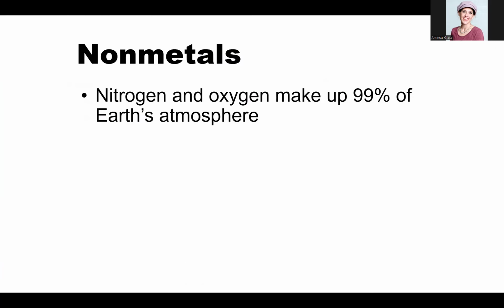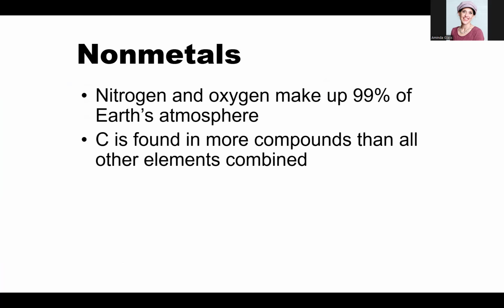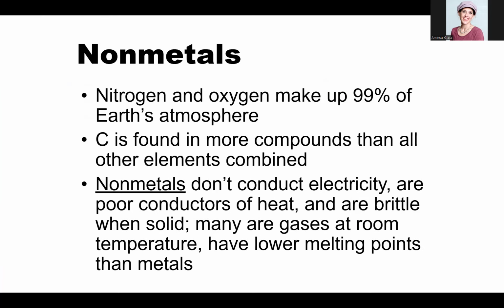Now, nitrogen and oxygen make up 99% of Earth's atmosphere. There's a little bit of argon in there as well, but the main components are nitrogen and oxygen. Carbon is found in more compounds than all other elements combined. Nonmetals don't conduct electricity. They're poor conductors of heat, they're brittle when solid. Many are gases at room temperature and have lower melting points than metals.